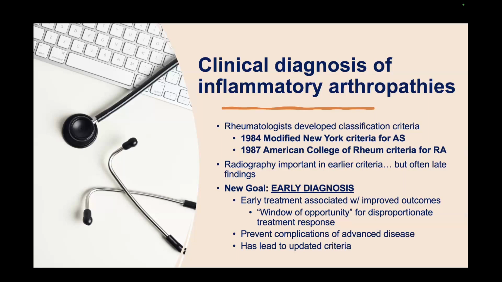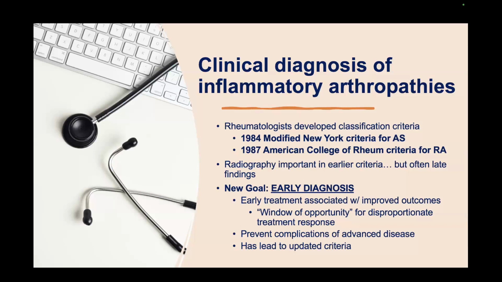So let's go back to the clinical diagnosis. In the 80s, there were a number of criteria that were developed by rheumatologists, particularly out of the United States, say, the modified New York criteria for ankylosing spondylitis, as well as the rheumatological criteria for rheumatoid arthritis. And they had radiography as an important early criterion, but usually when you looked at those radiographs, it was often quite extensive or late findings.